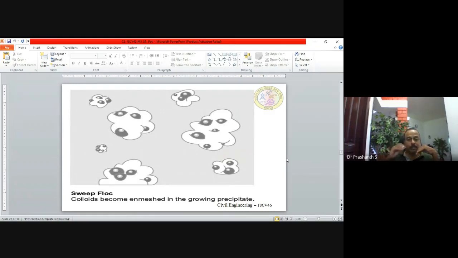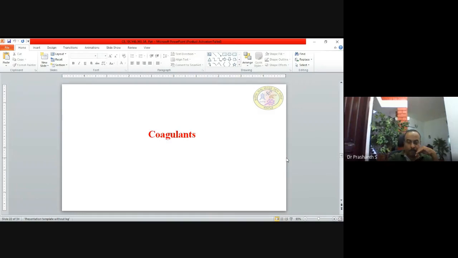Precipitates are there, and the colloids attach and mix up with the precipitate and fall down, touching the bottom surface of the sedimentation tank. Now we shall see which chemicals have the character of binding the colloidal particles which are not easily removed in the sedimentation tank.